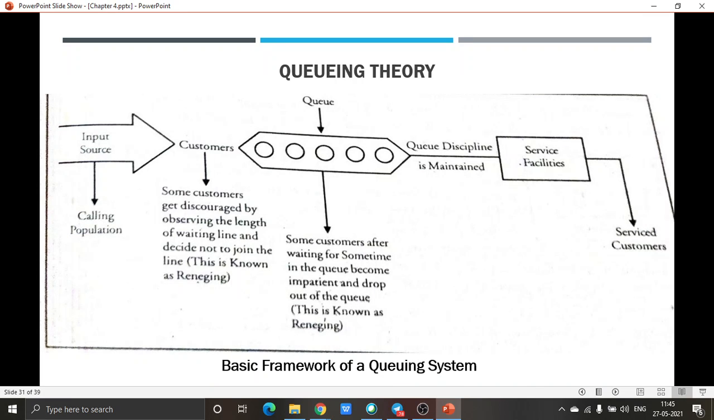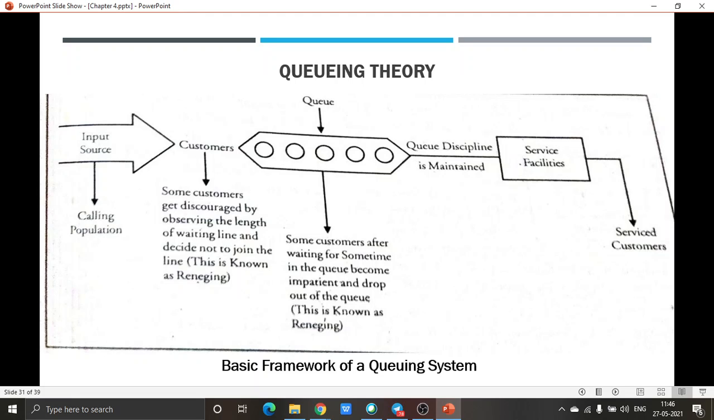Now another interesting name, that is queuing theory. What probably could this be? QUEUE, and the name of the theory is queuing theory. Now, this queuing theory is sometimes also called waiting line theory. Both are one and the same.